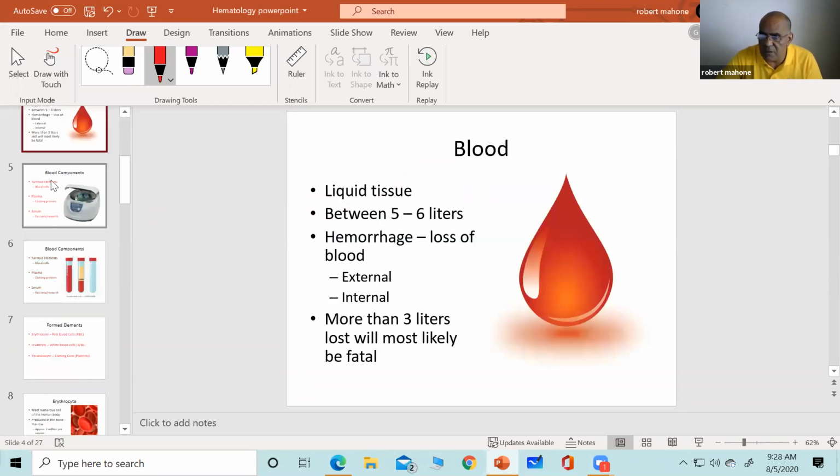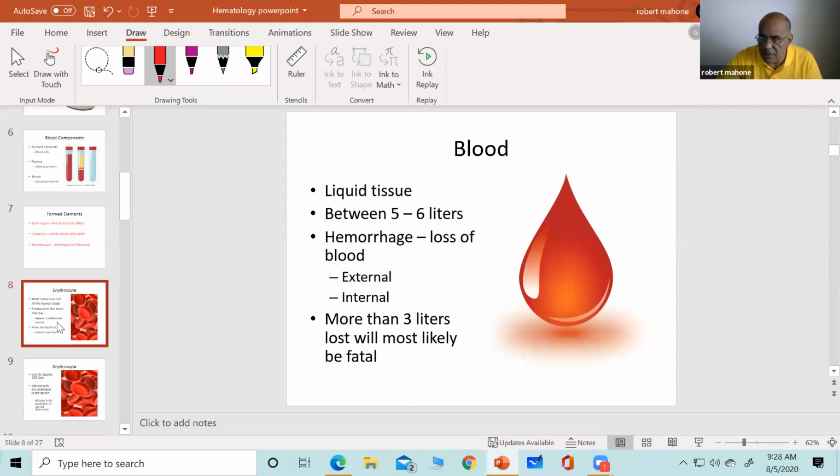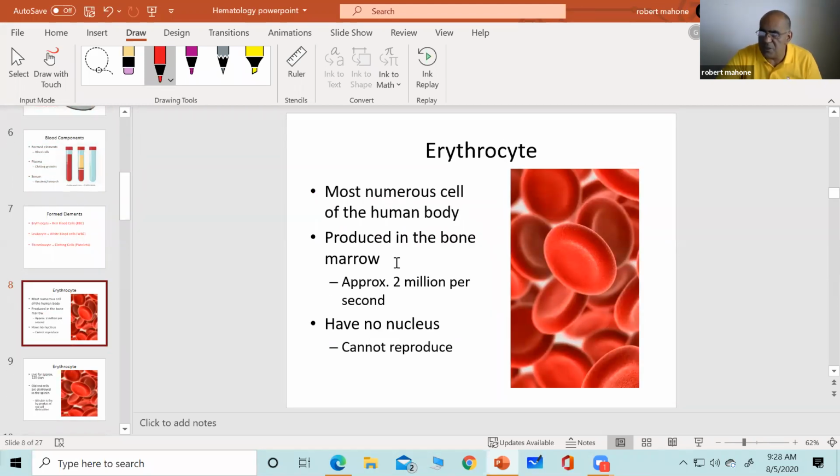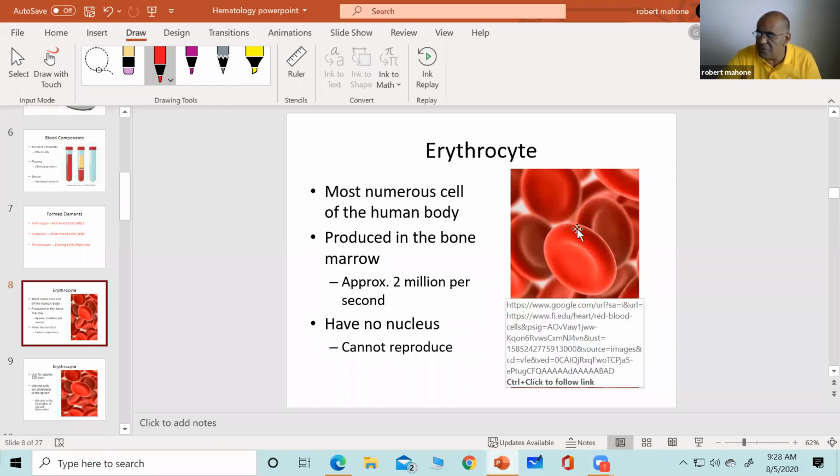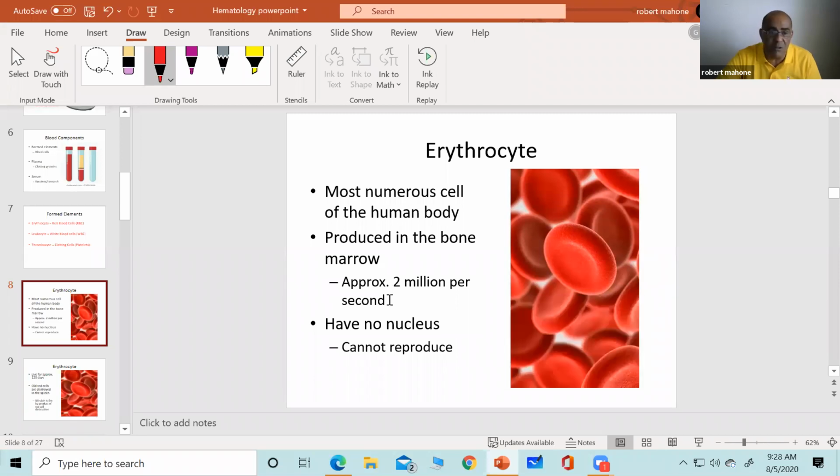Just with the red cells. Most numerous cells produced in the bone marrow, approximately 2 million per second. Now, what's not on this slide is that each blood drop contains about 2 million red cells. So to say that your body produces 1 drop of blood per second is not a stretch, but this is just that one drop contains about 2 million cells.